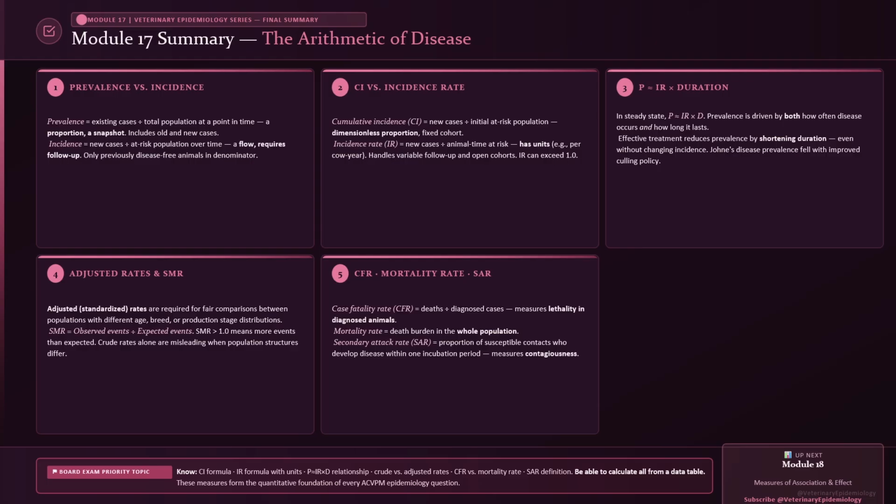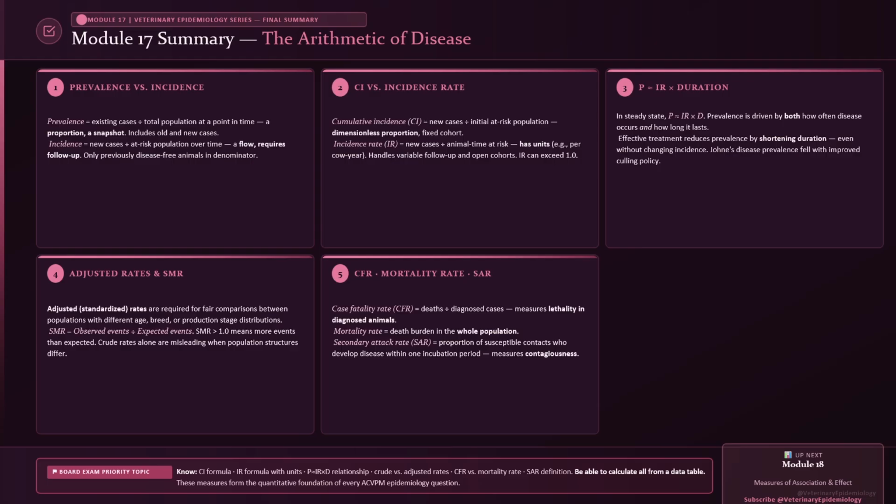Prevalence equals existing divided by total. Incidence equals new divided by at risk over time. Never confuse these. Closed cohort, use cumulative incidence. Open cohort, use incidence rate with animal time as the denominator. P approximates I times D. Practice solving for all three variables.